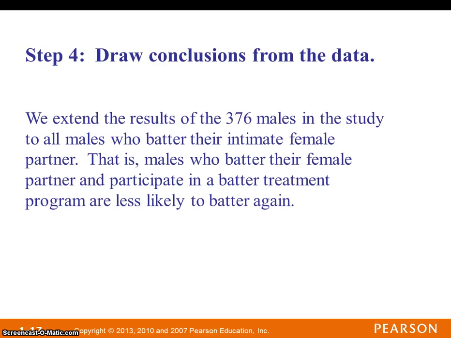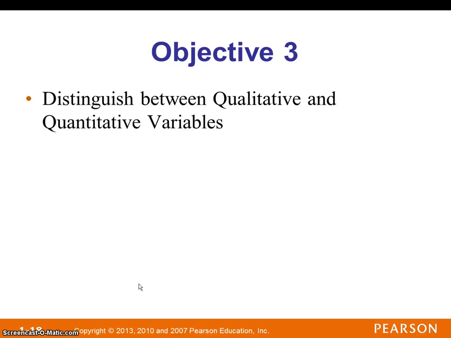We extend the results of the 376 males in the study to all males who batter their intimate female partner, that is, males who batter their intimate female partner and participate in a batterer treatment program are less likely to batter again. So that would be step 4, drawing conclusions from the data. So that was an example of how to conduct a statistical experiment.